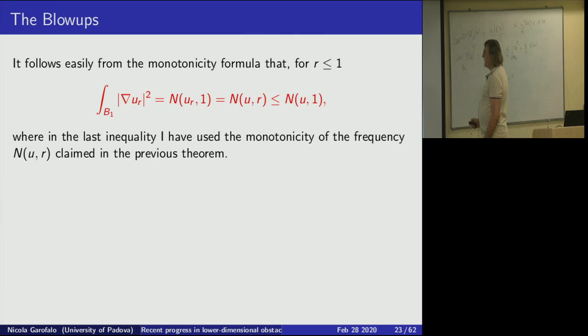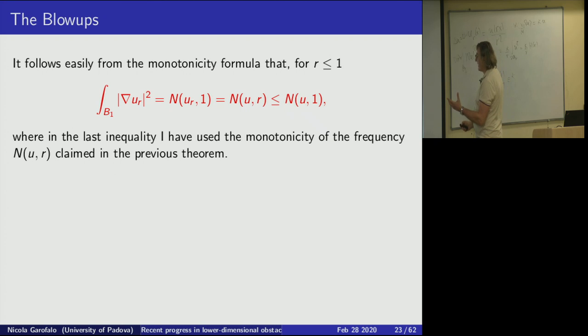Okay, it's this one, and that's on a ball of radius 1. And then by the rescaling property of this, you just do a change of variable, you realize that this thing converts into this. This is very important, of course, but it's calculation, it's scale invariance. But now I'm using the monotonicity of the frequency. So R is less than or equal to 1, so this is less than or equal to this.